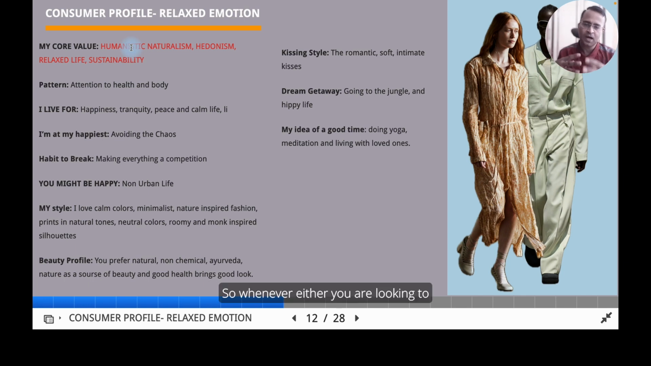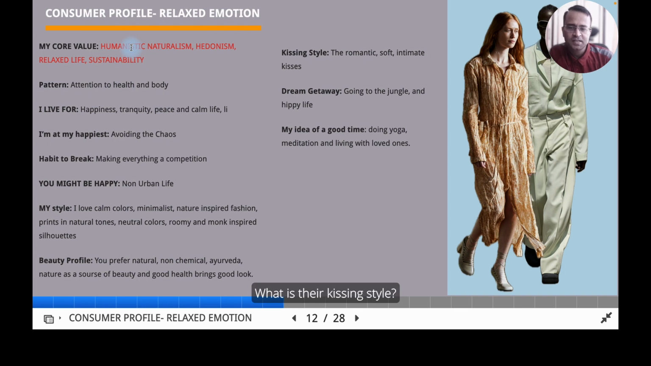Whenever you are looking to develop packaging for the beauty product, you can include these kinds of attributes in your product development for the packaging as well. For example, you might use some leaf motifs and these kinds of colors in your product packaging for the beauty product as well as for your beauty profile.